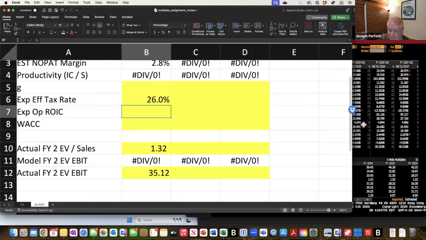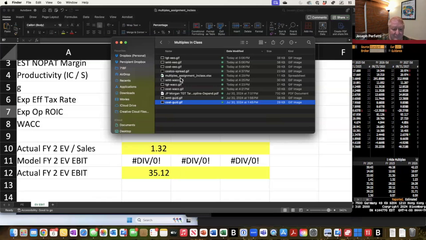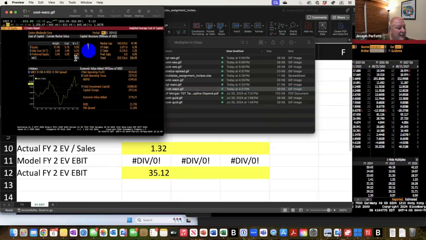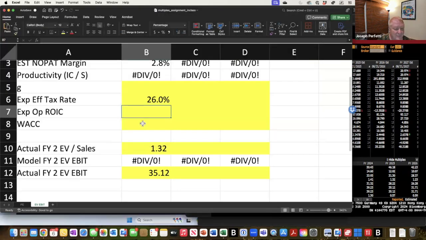WACC, today's WACC for Costco, 9.6%. So cost of equity on the previous screen, WACC on this screen, 9.6. All right. I'm going to come back to the ROICs. I'm just going to put these in first for the companies.